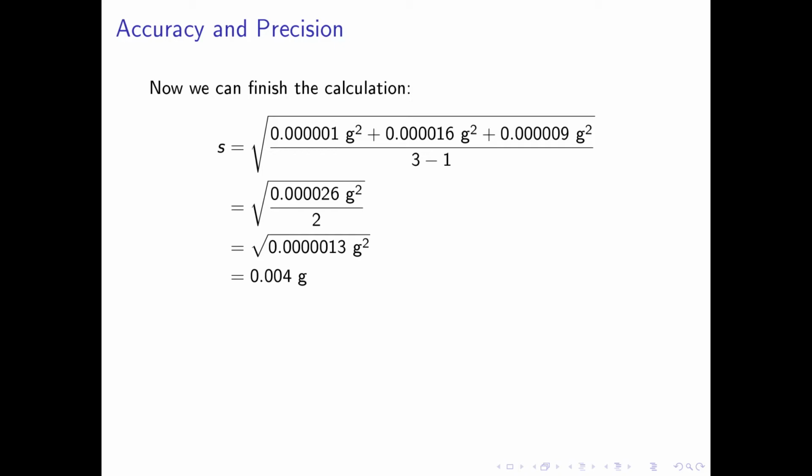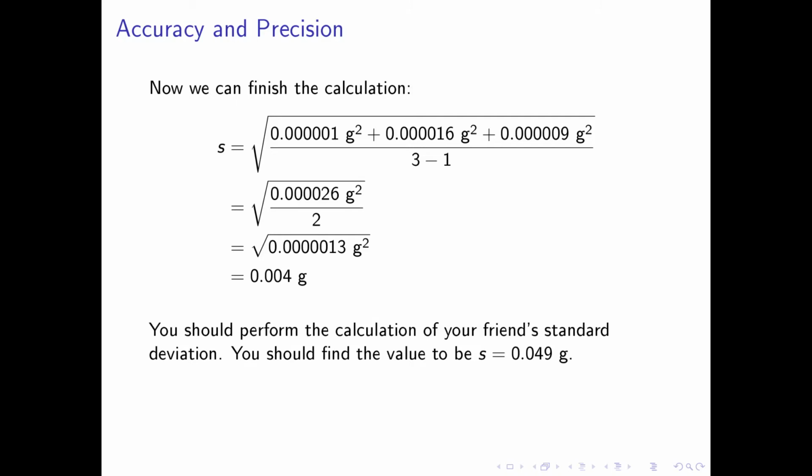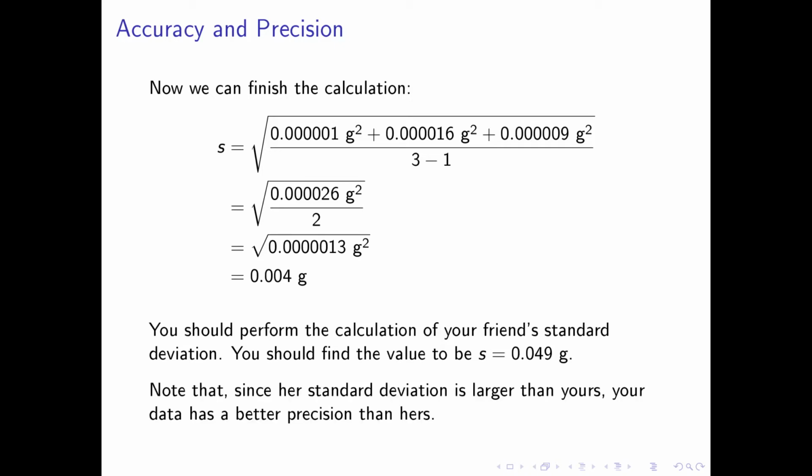As homework, you should perform the calculation of your friend's standard deviation. You should find the value to be s is equal to 0.049 grams. Note that since her standard deviation is larger than yours, your data has a better precision than hers. Also, note that both the average and the standard deviation take the same units as the values you were originally measuring. In this case, everything has units of grams.